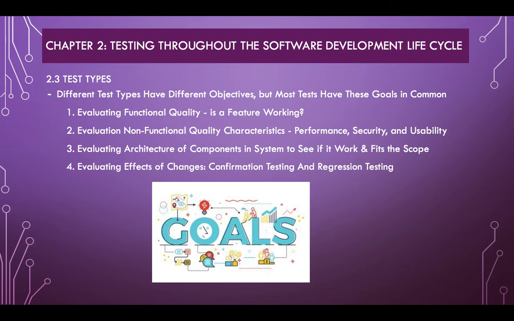Evaluating the functional quality. Is this feature working? Evaluation of non-functional quality characteristics: performance, security, and usability. Evaluating architecture of components in the system to see if it works and fits the scope. Evaluating effects of changes: confirmation tests and regression testing.